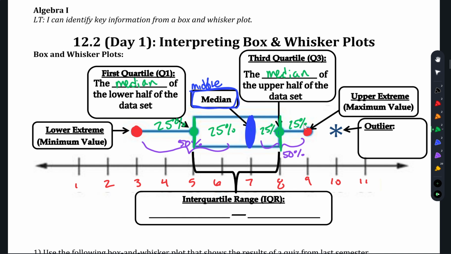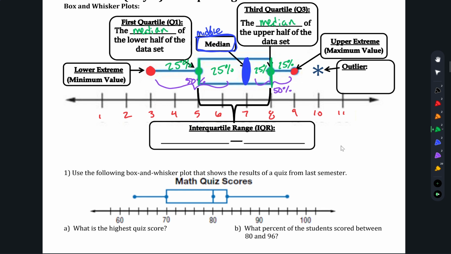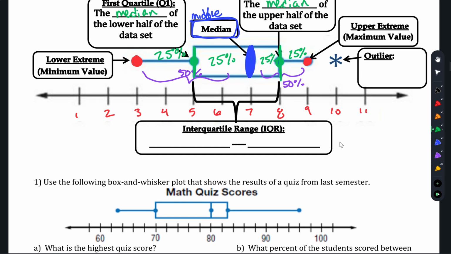Any questions on that? That's kind of like the basics here. We also might have outliers. These are things in our data that kind of skew our data. Do you remember how we had like one bowler who was a lot better than the rest of the bowlers? That person was an outlier.